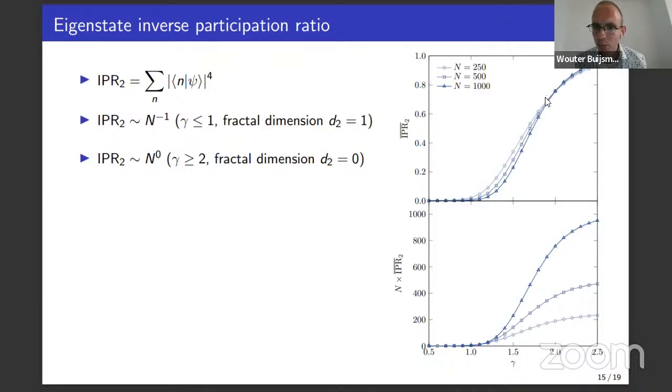In the upper plot, you see again a crossing point between decreasing values and increasing values at gamma equal 2. If we look at the plot of N, the matrix dimension, times the inverse participation ratio, then we see that for gamma smaller than 1, roughly, it is essentially a constant, and after that we also see some crossing point here, and it increases.